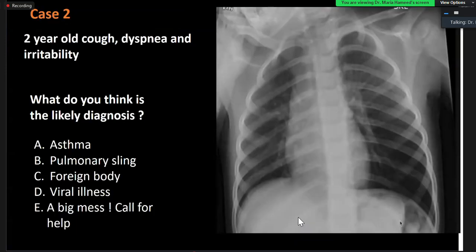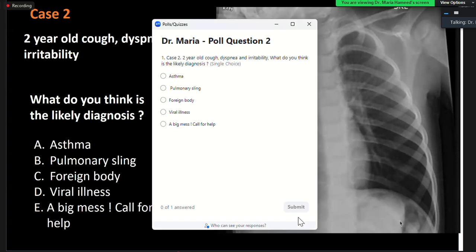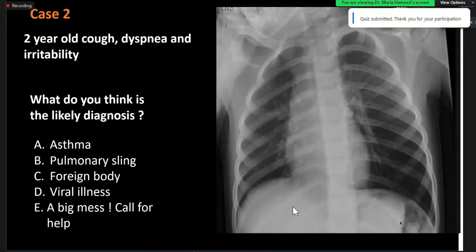So this is case 2, a 2-year-old presenting with cough, dyspnea, and irritability. This is a chest X-ray provided to you, frontal projection. What do you think is the likely diagnosis? Here are the options. Is this asthma, as the patient is having cough and dyspnea? Or are we thinking of some pulmonary sling that is resulting in such symptoms? Or is this a foreign body, maybe a viral illness, or a big mass? Call for help. Let's see how our audience is thinking.